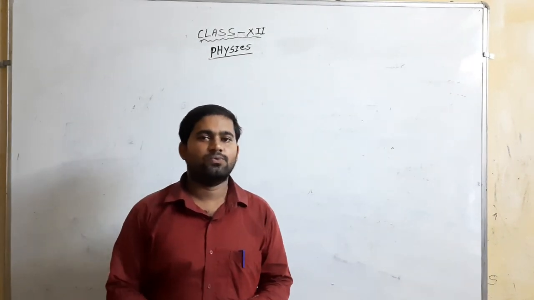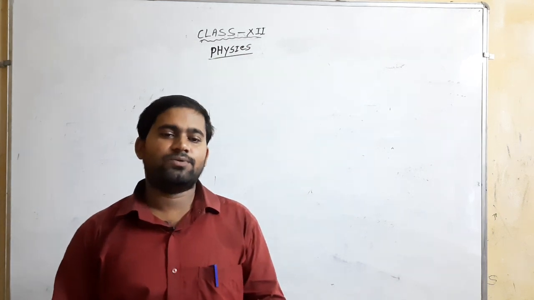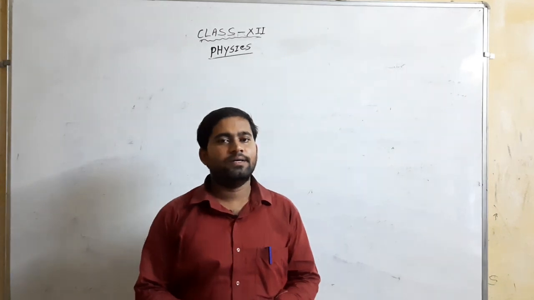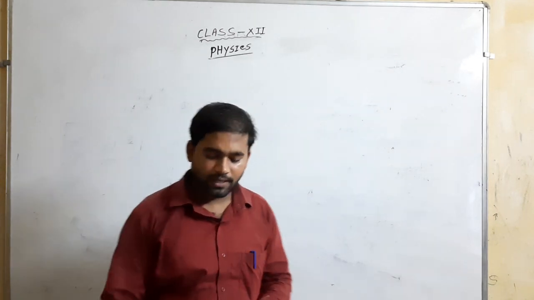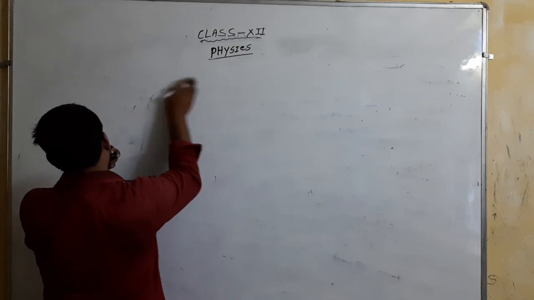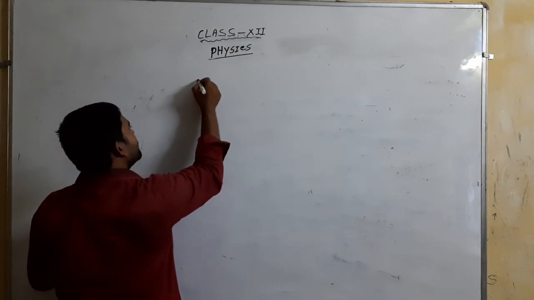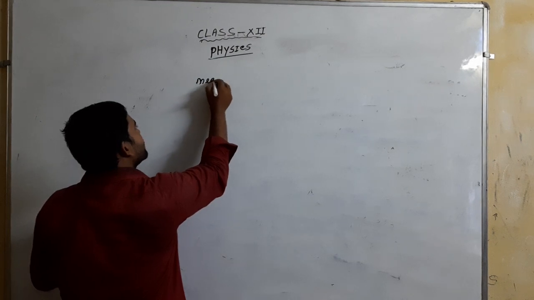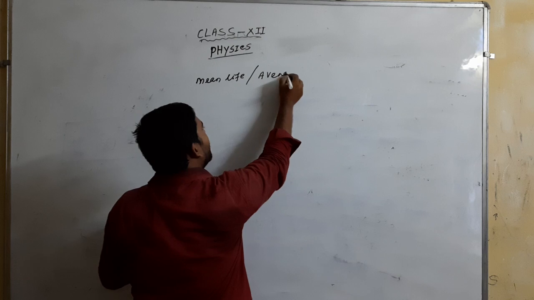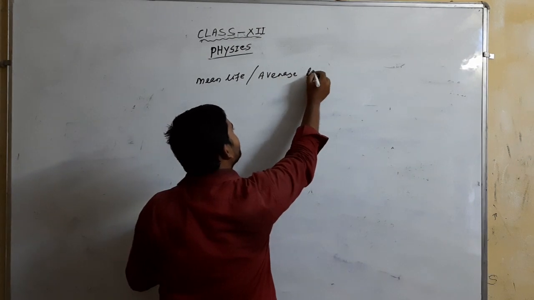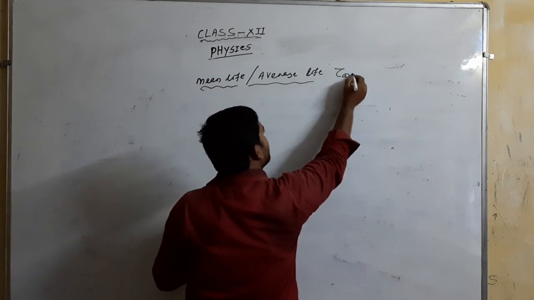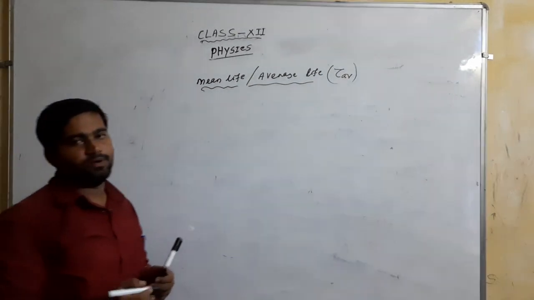In this class we discuss the average life or mean life of a radioactive sample. The basic aim of this lecture is to measure mean life, or simply average life, and it is denoted by the symbol tau average.